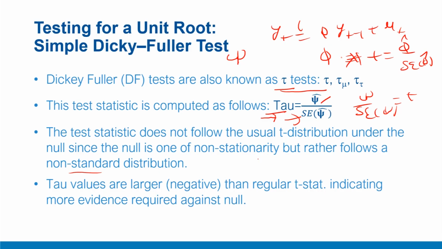And like I said, because we are rejecting the null when psi is less than 0, which means phi minus 1 is less than 0, or phi less than 1. In other words, the tau values corresponding to this alternate hypothesis are larger negative. In terms of magnitude, they are larger than the regular t-stat. That means they are larger negative, because we are looking at negative values to reject the null. And essentially, in the economics and finance sense, these larger tau values indicate that we are requesting more evidence while rejecting the null of non-stationarity.